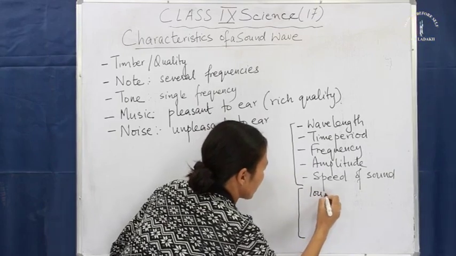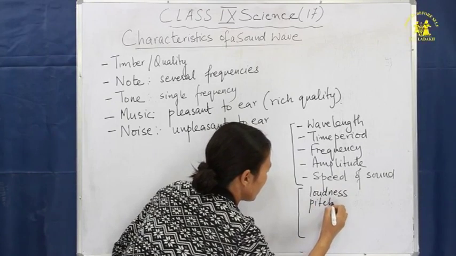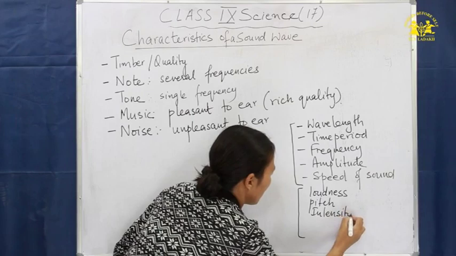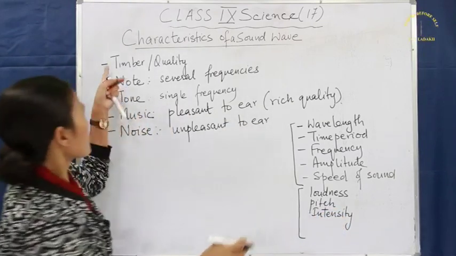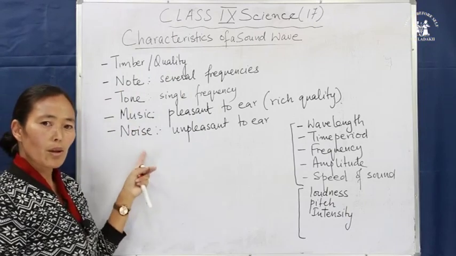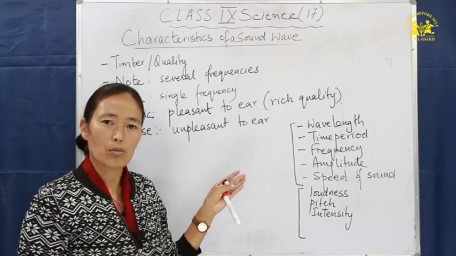And the other ones are loudness, pitch, intensity. And then timbre, which means quality, and note, tone, music, noise. So these are the different characteristics of a sound wave.